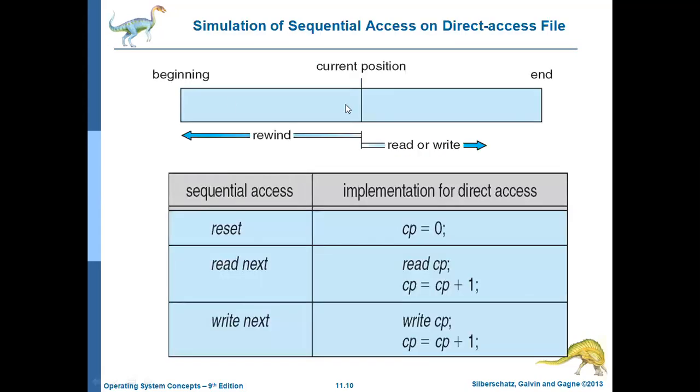We can now look at sequential access. There is a beginning, an end, and a current position. When you are at the current position, you can use rewind to go back to the beginning. You read and write after the current position. With direct access, sequential access operations are simulated: reset is CP = 0. Read next is read CP, then CP = CP + 1, a counter incremented to go to the next record. Write next is write CP, then CP = CP + 1. This is how the implementation for direct access is done.